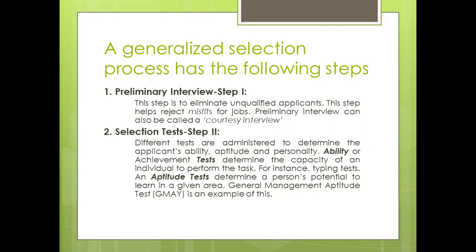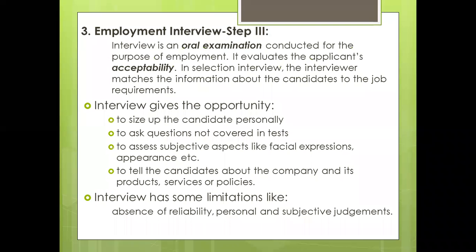Step number 2, selection test. Different tests are administered to determine the applicant's ability, aptitude, and personality. Ability or achievement tests determine the capability of an individual to perform the task, for instance, typing test. On the other hand, an aptitude test determines a person's potential to learn in a given area. General management aptitude test is an example of this.